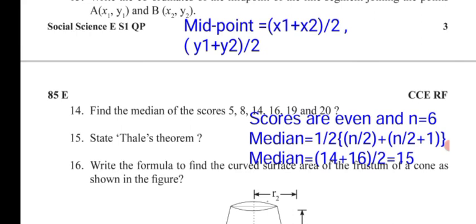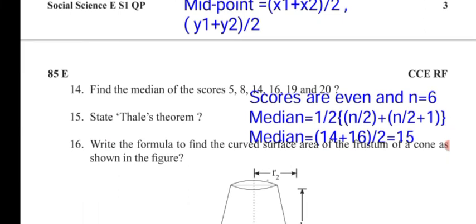So n by 2 means 6 by 2, which is the third term. The third term here is 14 and n by 2 plus 1, which is the fourth term, which is 16. So 14 plus 16 divided by 2, we will be getting 15. Okay, this is the right answer.